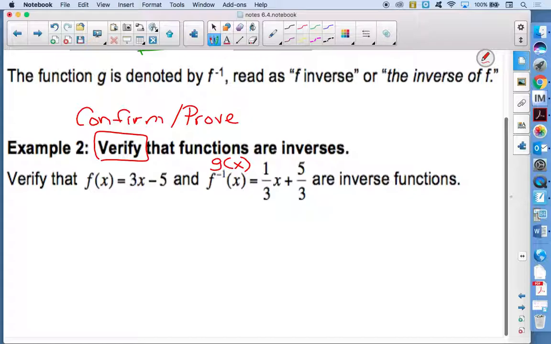So to verify, it says that we need to take f of g of x. So this is what we did yesterday, those composite or composition functions. Start in the middle, so start with the g of x. That's my inverse, so we're kind of using the inverse as the g function. So that is 1/3 x plus 5/3.